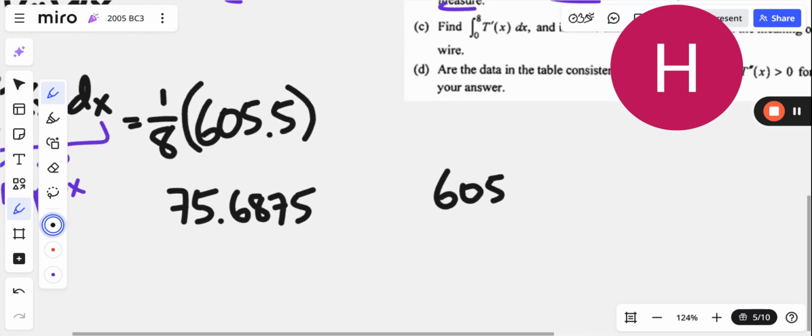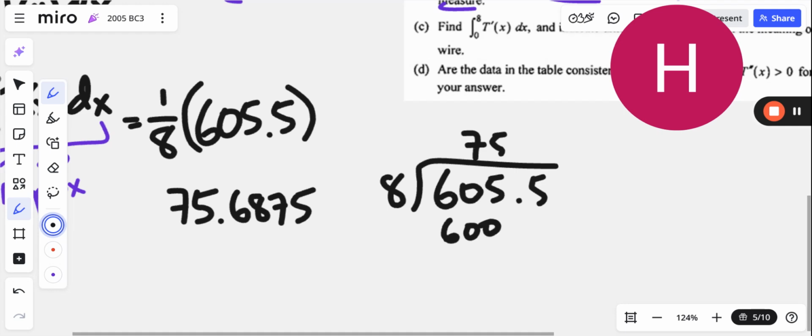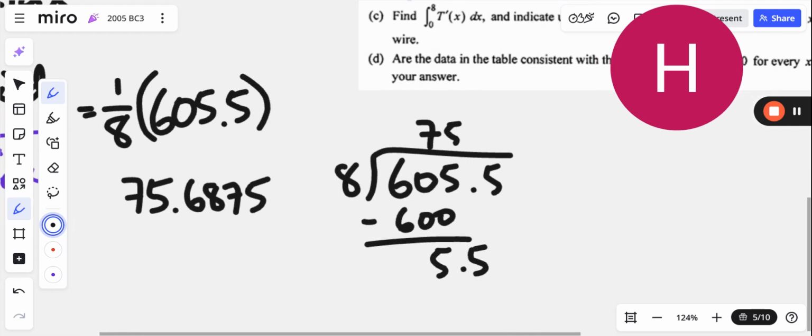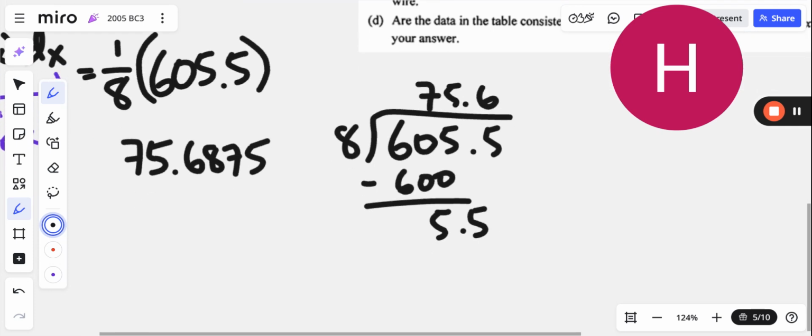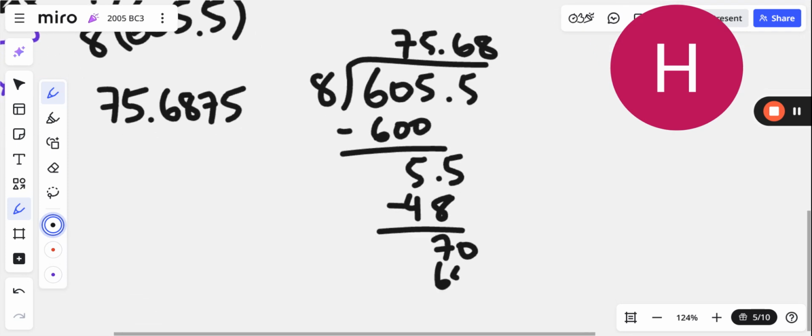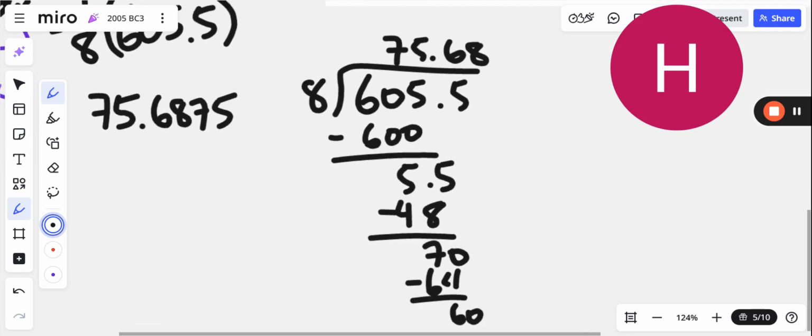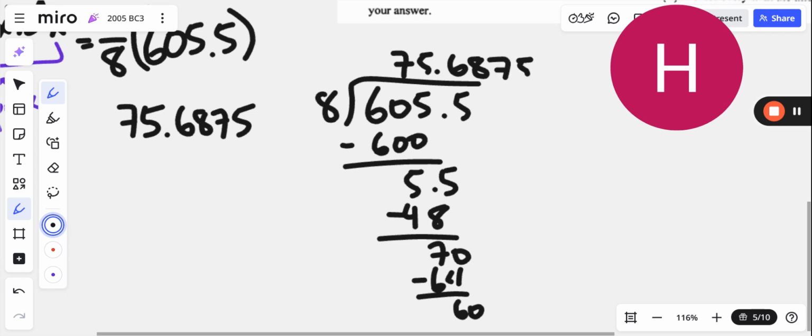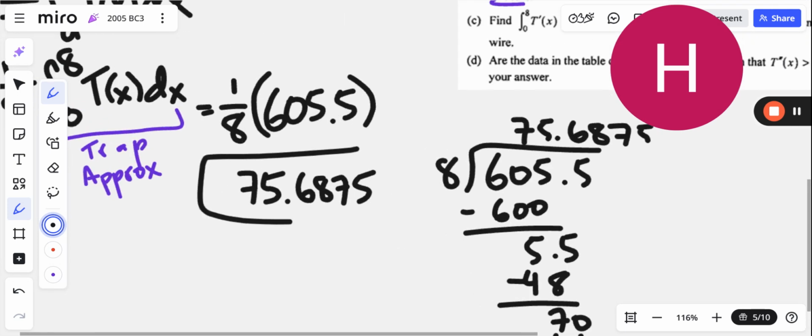Let's be very careful about it. I know that gives me 600. 5.5. So that's 6, because 48, not 56, goes into that. Then we have a 7. That's going to be an 8. Then we have a 6. That's going to be a 7. Yeah, okay. Should have trusted myself, but it's good to just make sure.